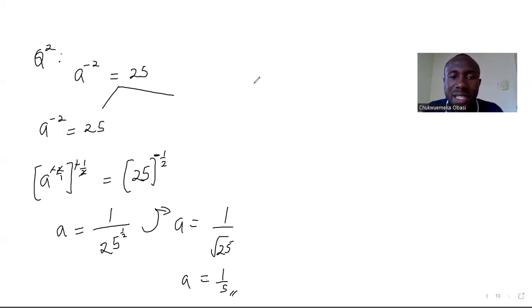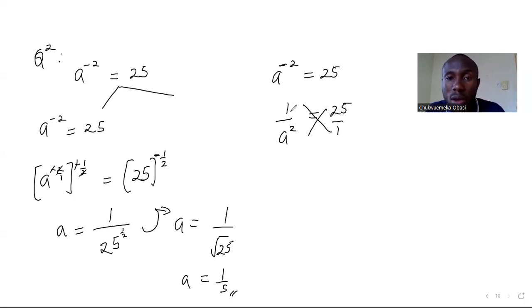So let us think of it another way. I have a to the -2 equal to 25. How can I simplify this? Okay, let's say I want to take out this negative sign from here. So I have 1/a to the power 2 is equal to 25/1, right? This is how you can go about it. The next thing you want to do, you can cross multiply. 1 times 1 is 1, and 25 multiply a squared, you have 25a squared. Now you divide everybody by 25 because you're looking for a, so that this guy will be free.